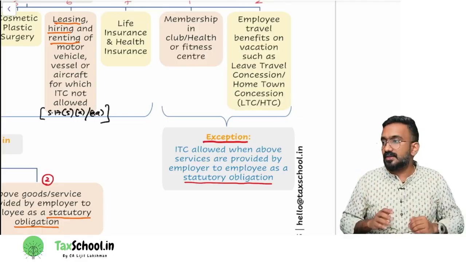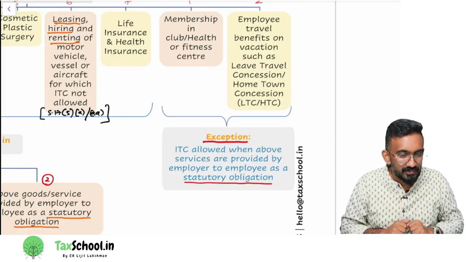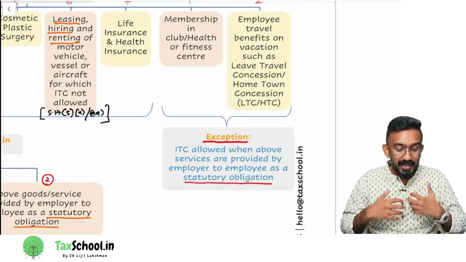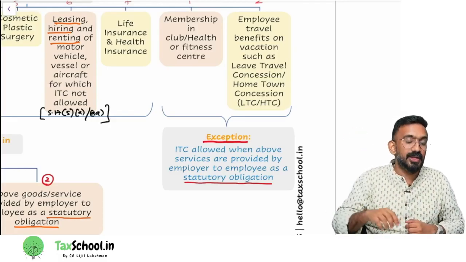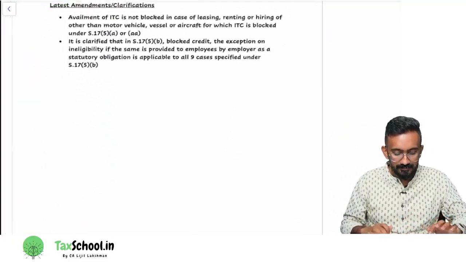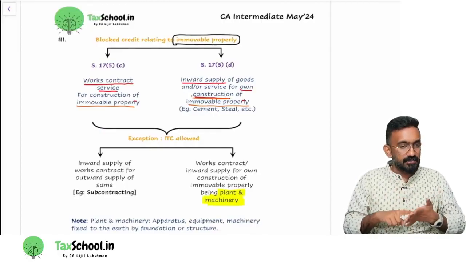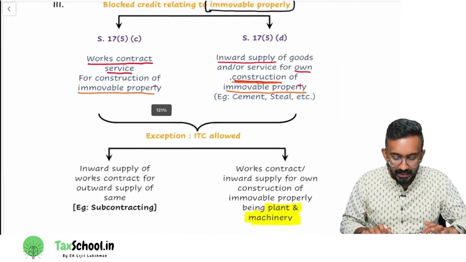When can it be taken as ITC? Only when it is a statutory obligation, which means the package was given as a part of a legal obligation by the employer. Then only you can take the credit. So we have finished A, AA, AB and B. Now we will go to C and D put together. We will try to learn.